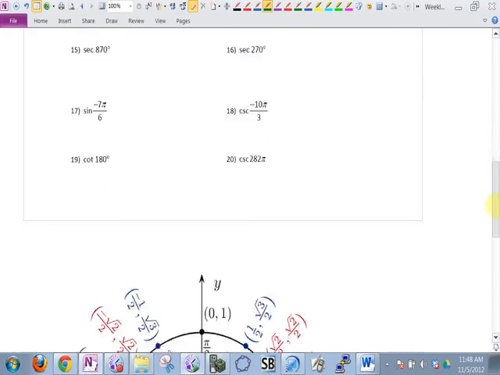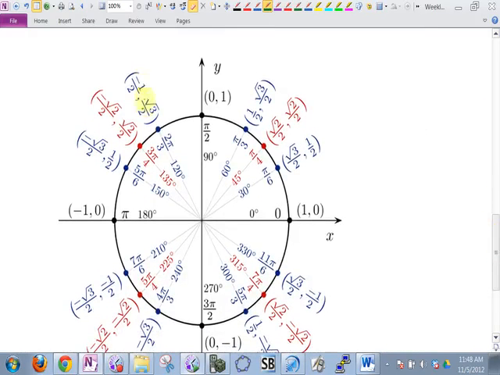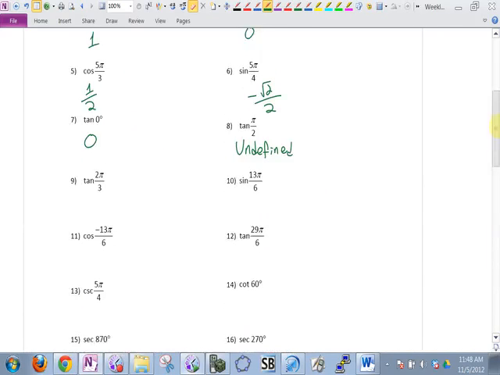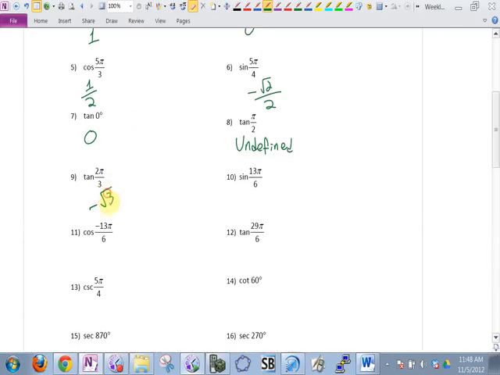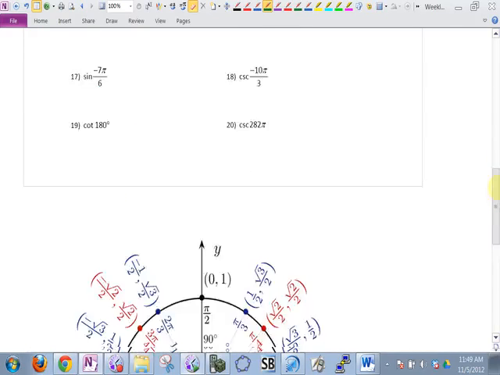Okay, tangent of 2 pi thirds. So we have this y coordinate divided by the x. So you're going to have radical 3 divided by negative 1 because the 2's cancel. And that just is negative radical 3. Agreed? Yes.